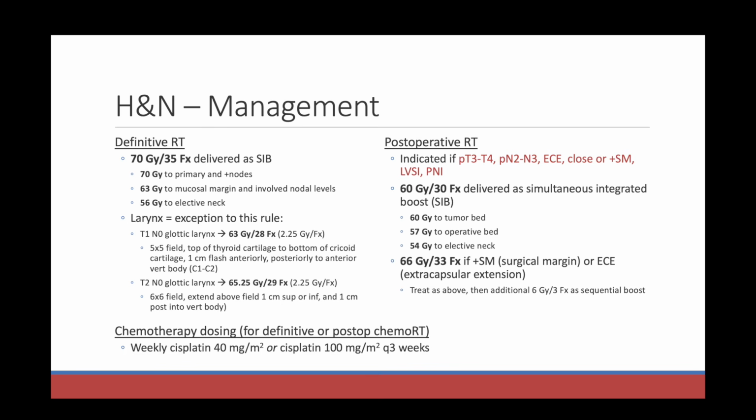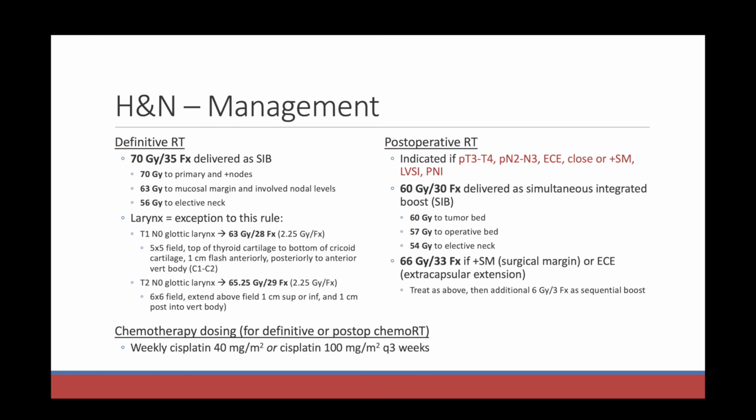Just to briefly recap, what is the difference between T1 and T2 glottic larynx? T1 is if it involves either one or two vocal cords. The distinction is T1A versus T1B, but the vocal cord mobility is normal. T2 is if you have impaired vocal cord mobility or if the tumor extends to the supra and or the subglottis. So that's why with T2, our field is extended by an additional centimeter. And if it's going into the supraglottis, we go 1 centimeter superior to the thyroid cartilage. If it's extending inferiorly, then we go 1 centimeter inferior into the subglottis.